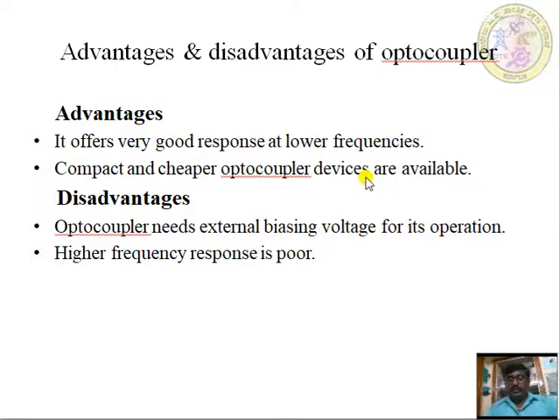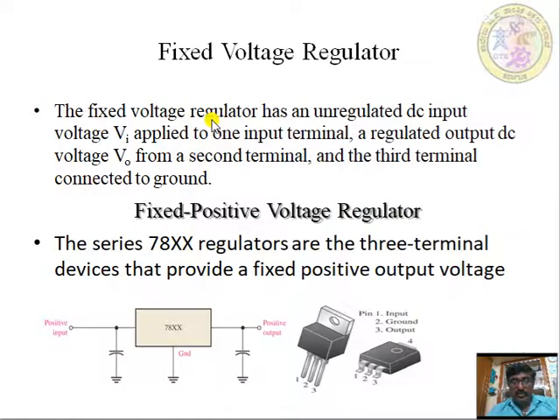Now the advantages and disadvantages of the optocoupler. Advantages are that it offers very good response at low frequencies, and compact and cheaper optical devices are available. The disadvantages are that the optocoupler needs an external biasing voltage for its operation, which is the main disadvantage, and the high frequency response is poor. The frequency response is poor, but it is very good at lower frequencies.